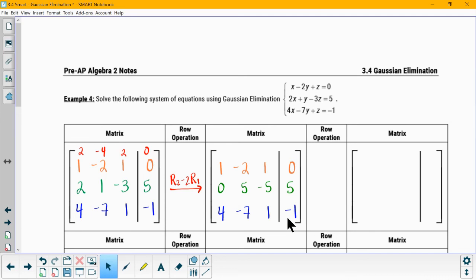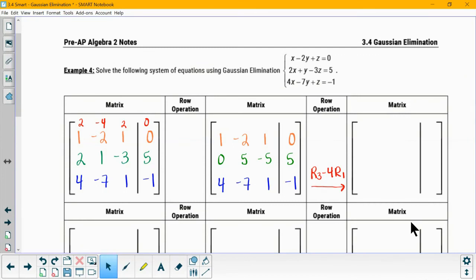Now I can see that I need to get rid of this 4. And what I can do is I can do something similar to what I did for my first row operation, but instead I can do row 3 minus 4 times row 1. First thing I'm going to do is rewrite row 1 and row 2 so that I do not alter them. Then I'm going to multiply everything in row 1 by 4 so that I can do my subtraction.